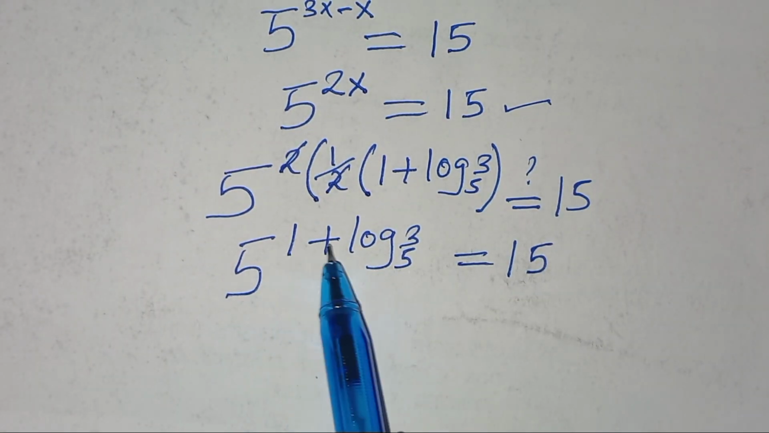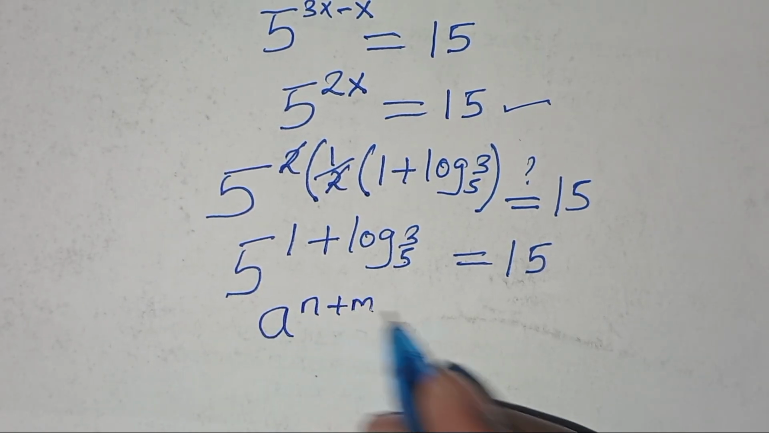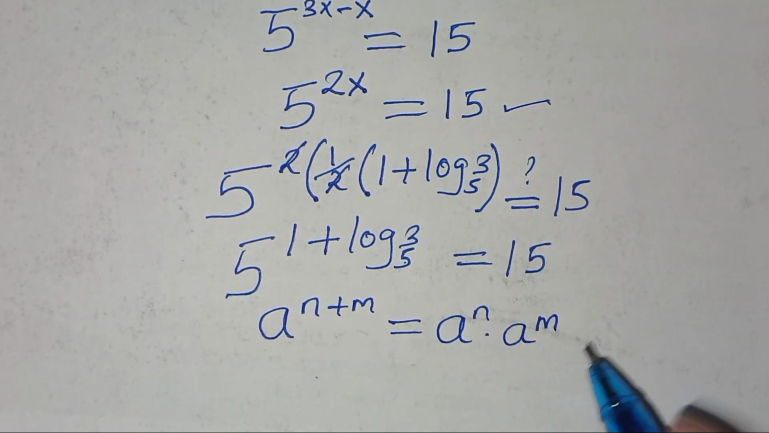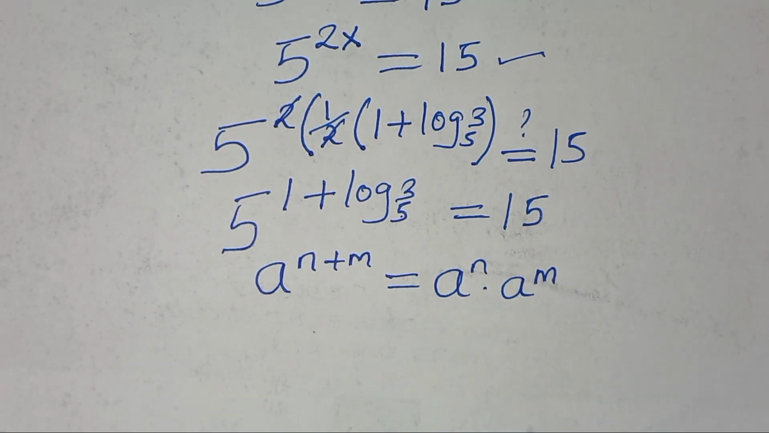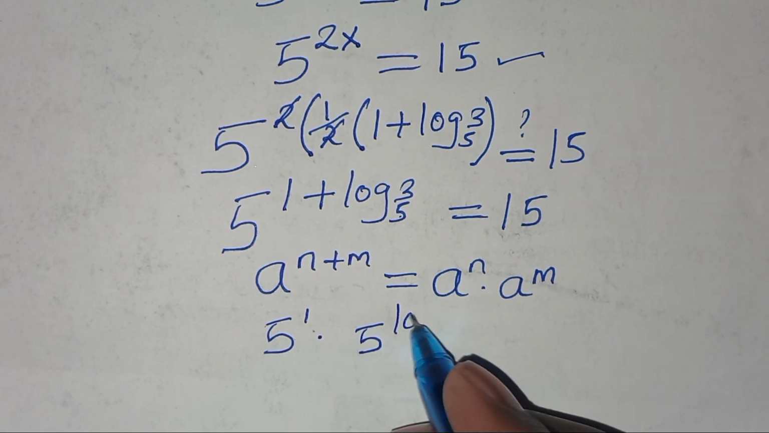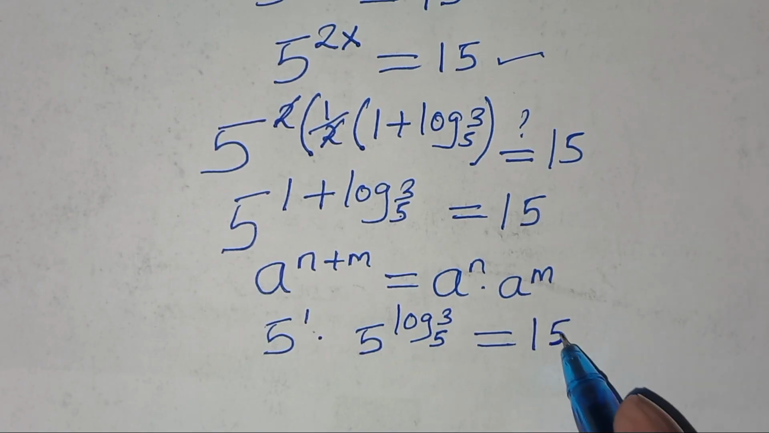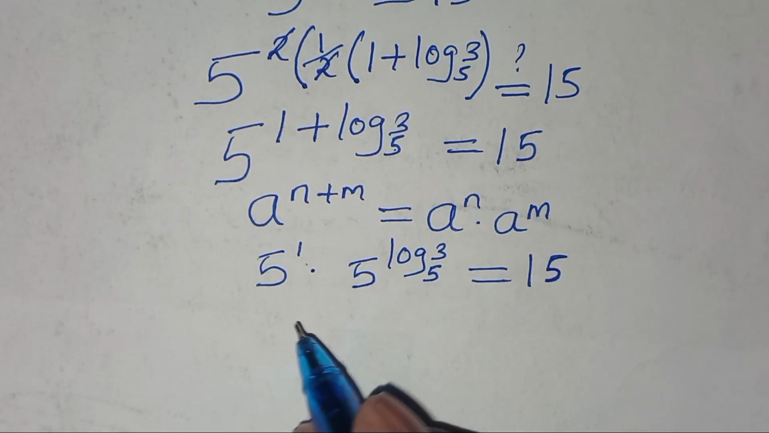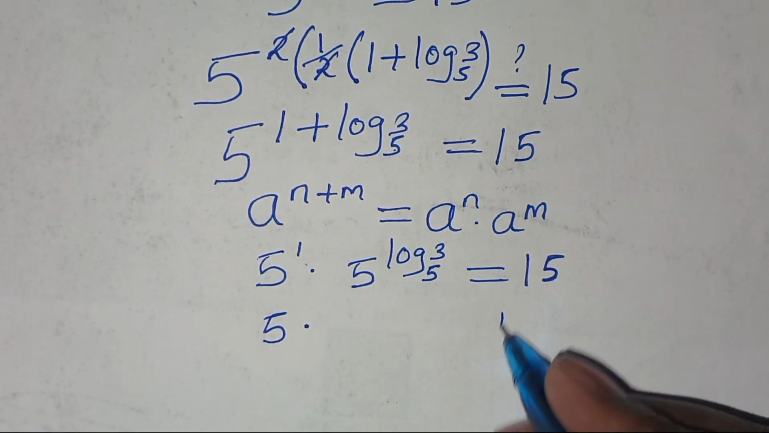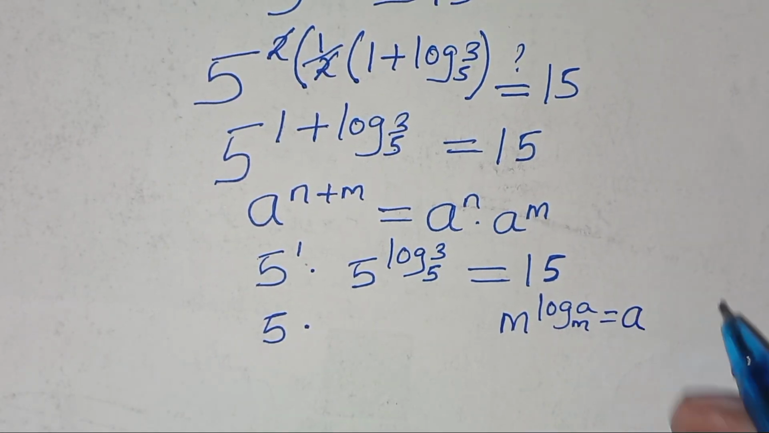So 5 to the power 1 plus log 3 to base 5 is in the form of a to the power n plus m, which we can express as a to the power n times a to the power m. Applying this exponent property, here we have 5 to the power 1 times 5 to the power log 3 to base 5, and this is supposed to give us a value of 15. So now here we have 5 times 5 to the power log 3 to base 5. This is in the form of m to the power log a to base m, which is supposed to give us a value of a.